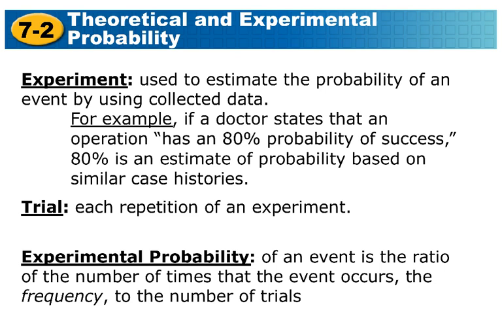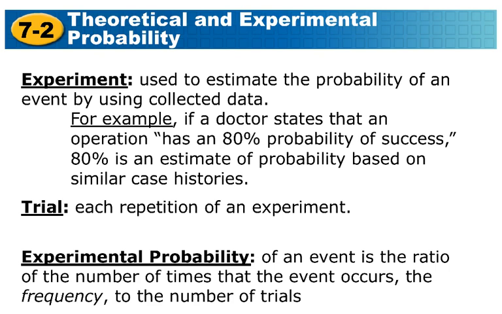So, for example, if a doctor states that an operation has 80% probability of success, 80% is an estimate of probabilities based on similar case history. So similar people with whatever it is that you're getting an operation on, based on your height and weight and who you are, that kind of thing, on how successful it will be.